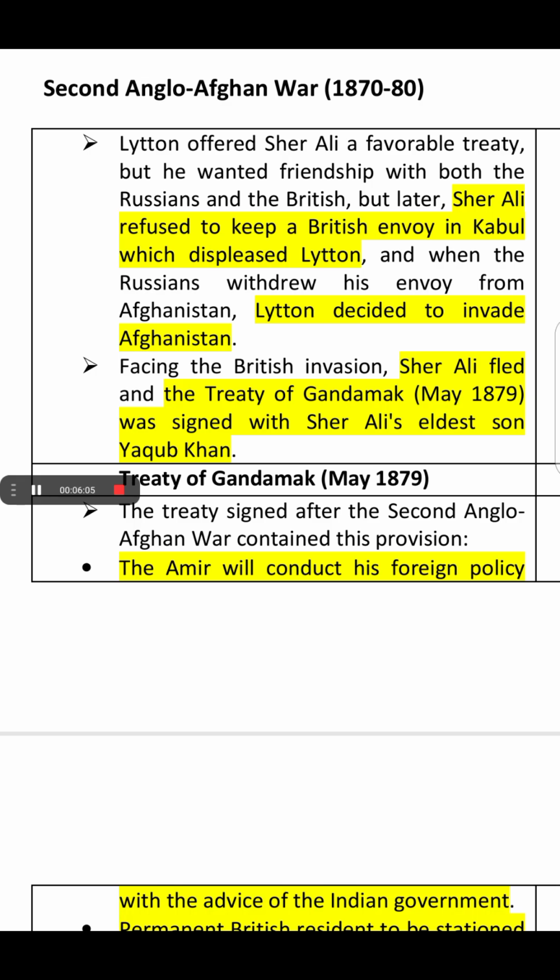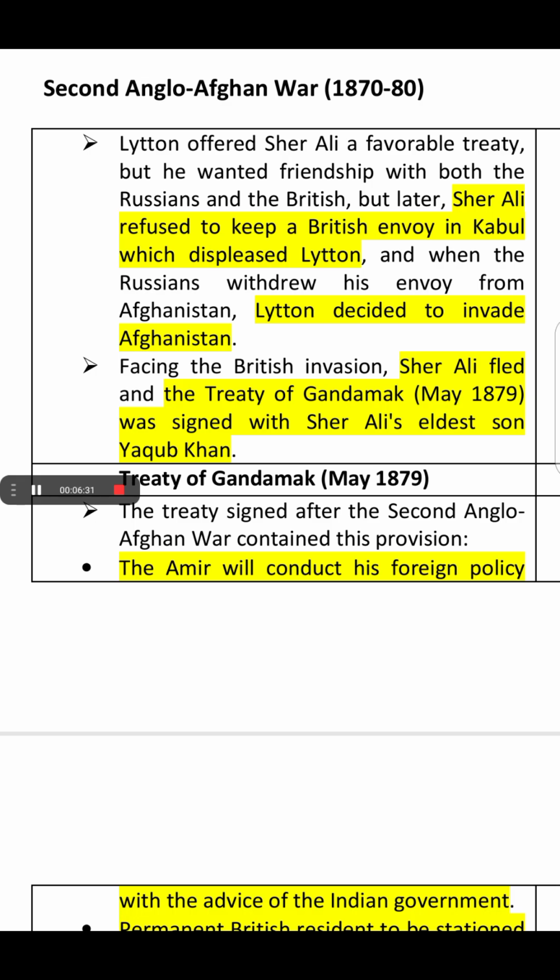And what did Sher Ali want? Sher Ali wanted to be friends with both Russia and Britain, but he didn't want British people to stay in his capital, Kabul. Now, there is a question: did Lord Lytton like that? So the answer is no. He was very upset that Sher Ali refused the British envoy.